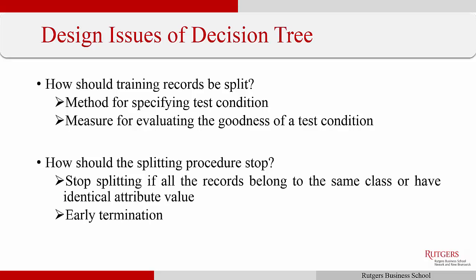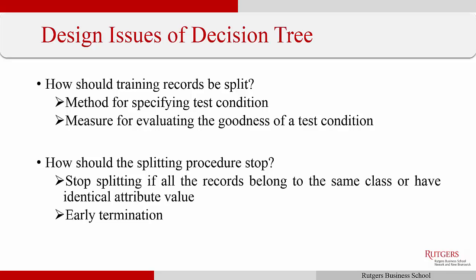So we go to the design issues of decision trees. There are 2 general questions. First, how should training records be split? We need a method for specifying the test condition, and we should have a measure for evaluating the goodness of a test condition. Also, another important question is how should the splitting procedure stop? The obvious answer is to stop splitting if all the records belong to the same class or all the records have identical attribute values. So we cannot split it, and we do not need to split it, so we stop.